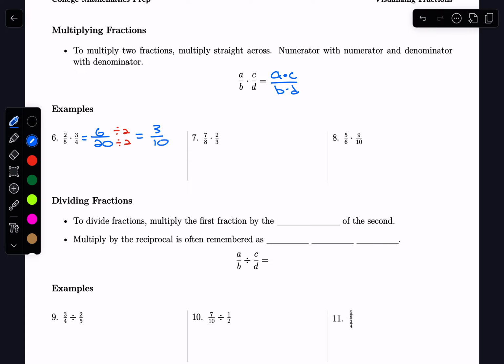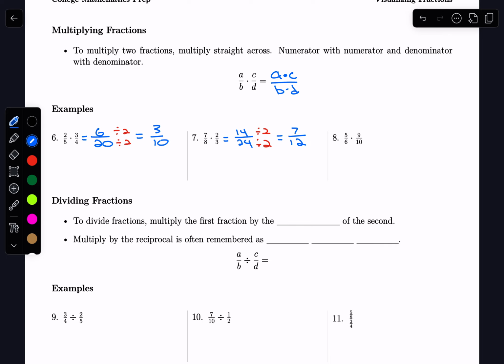Number 7, 7 over 8 times 2 over 3. 7 times 2 on top is 14. 8 times 3 on bottom is 24. Now notice 14 and 24 are both divisible by 2. So we're going to go ahead and just divide top and bottom both by 2. And that is going to leave us with 7 over 12. So 7 over 12 is the product of 7 over 8 and 2 over 3.